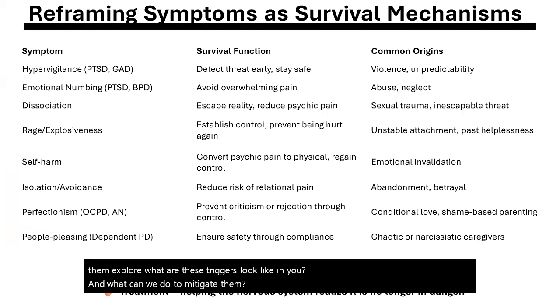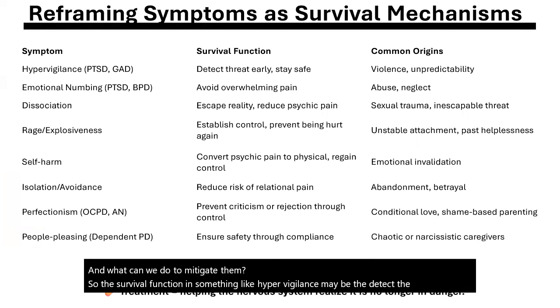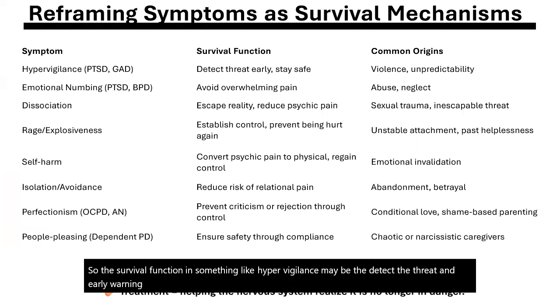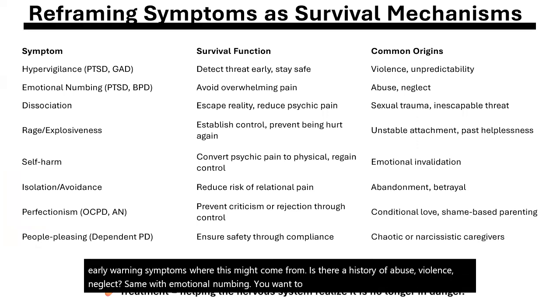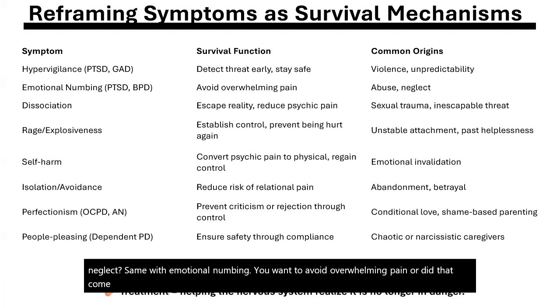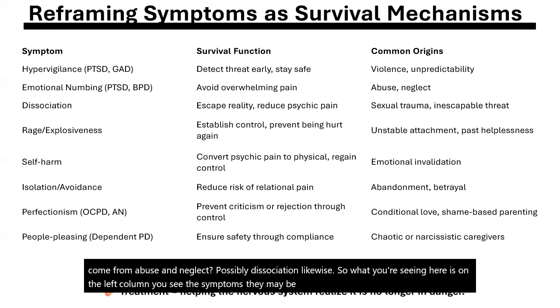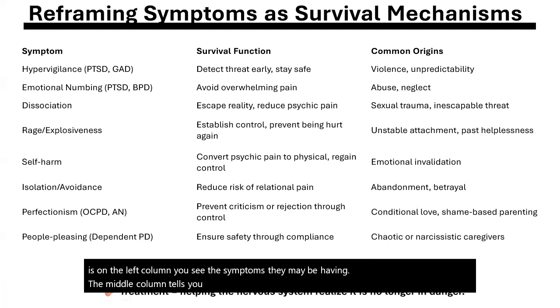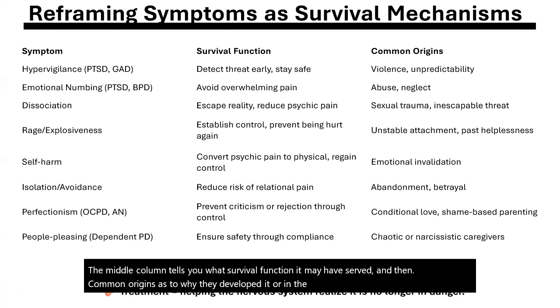So the survival function in something like hypervigilance may be to detect the threat and early warning symptoms. Where this might come from is there a history of abuse, violence, neglect? Same with emotional numbing. You want to avoid overwhelming pain. Where did that come from? Abuse and neglect, possibly dissociation. So what you're seeing here is on the left column, the symptoms they may be having. The middle column tells you what survival function it may have served. And then common origins as to why they developed it are in the final column there.